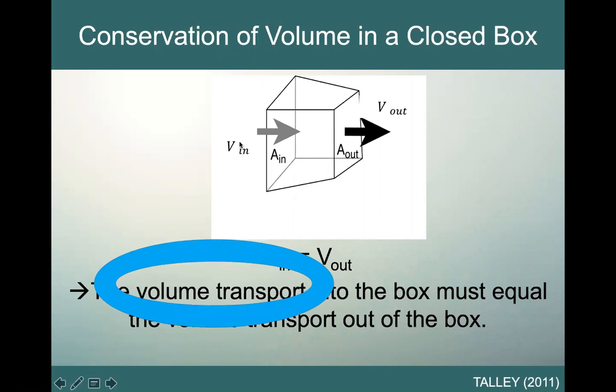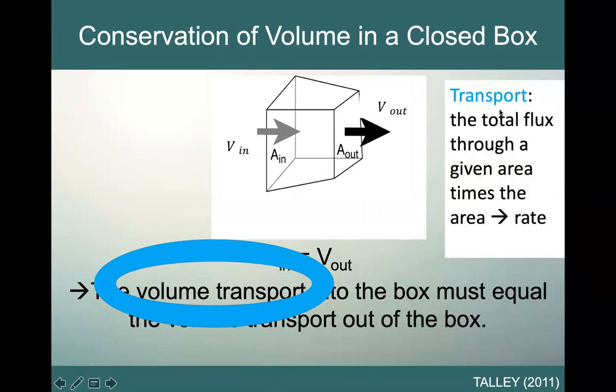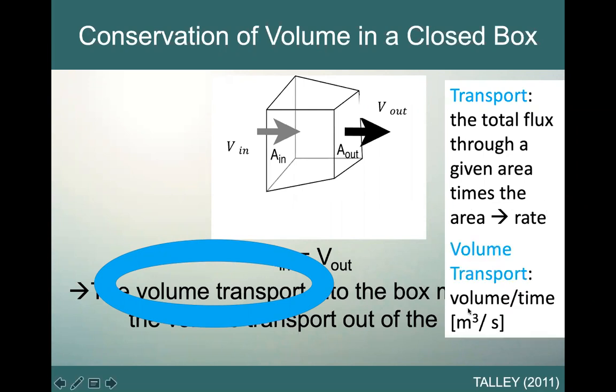So I mentioned that it's kind of like a flow rate into our box. The transport has to do with how much flux of this material is going through this area. So transport is the total flux through a given area times the area. And so what we end up with is something that's like a rate, because whatever thing we're talking about, the transport of it is going to be that quantity over time. That means that volume transport is volume per time, so in terms of units, it will be meters cubed per second.